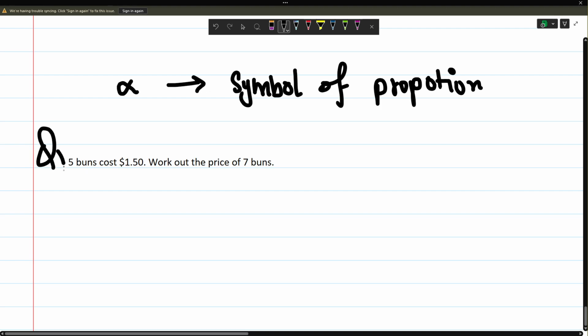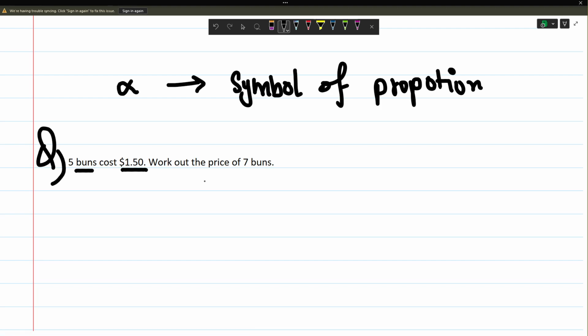First of all, we know this is direct proportion. Why? Because buns and price. If we buy more buns, we'll have a higher price, and if we buy less buns, we will have a lower price. Is this correct? So this is how we know कि it is direct proportion. ठीक है, ये आपने हमें खुद देखना होता है थोड़ा क्वेश्चन को पढ़कर.